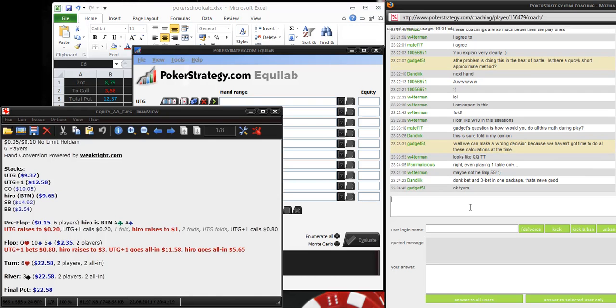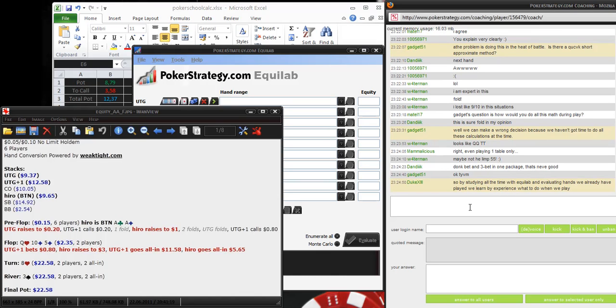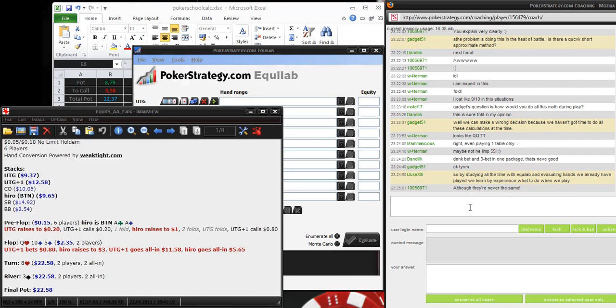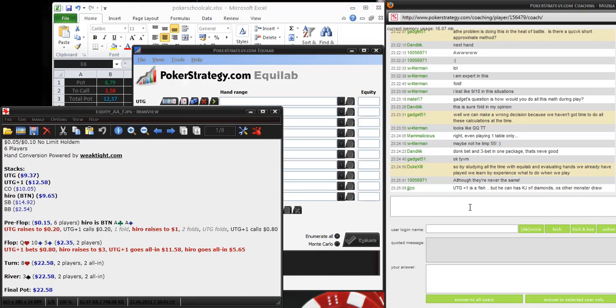And that's the good thing in poker, that there are so many situations which will come again, and you will connect with some older situations, and you can adjust to that and play according to the situation you had. So by studying all the time with Equilab and equating hands, we gain experience. That's exactly the case, that Equilab and playing around with such calculations really helps to get the understanding.